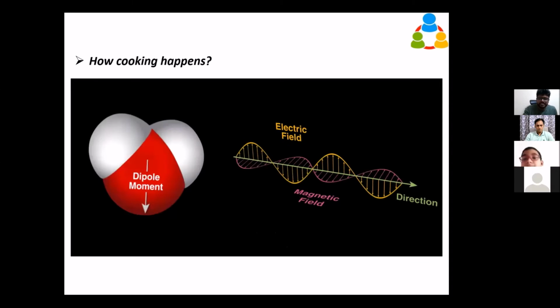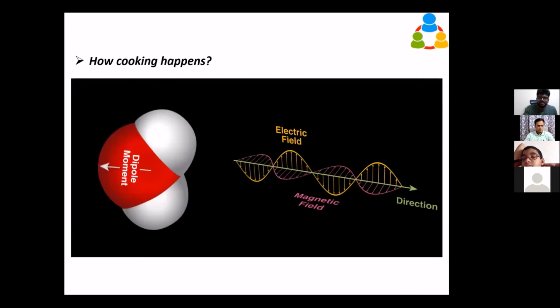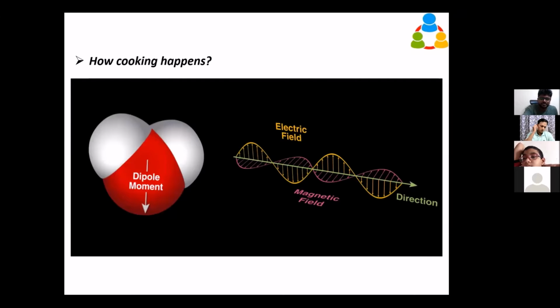So since our electric and magnetic field is continuously pulsating at the frequency of 2.45 gigahertz, what will happen? Since the electric field points in this direction and our dipole moment points in this direction, it will try to push that field, because positive is going in this direction. It will try to push the positive away and negative towards that.